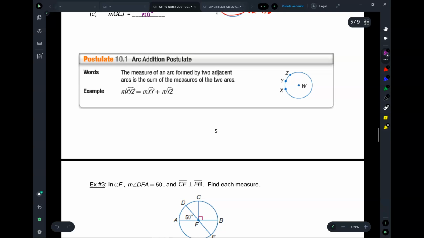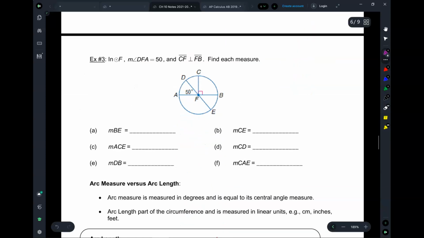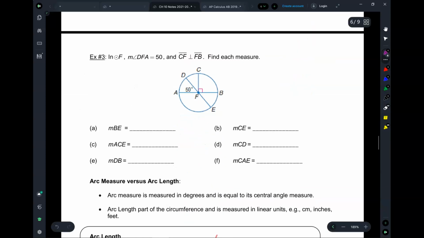All right. Arc addition postulate. The measure of an arc formed by 2 adjacent arcs is the sum of those arcs. So for example, take a look here. Measure of arc XY, this blue part, plus measure of arc YZ, this one, is equal to measure of arc XYZ. Okay? So we can add adjacent arcs like that.